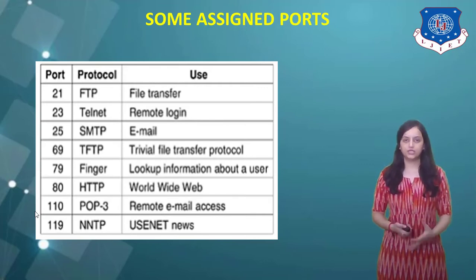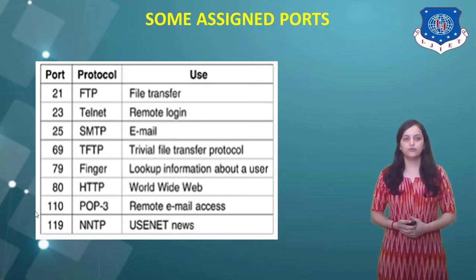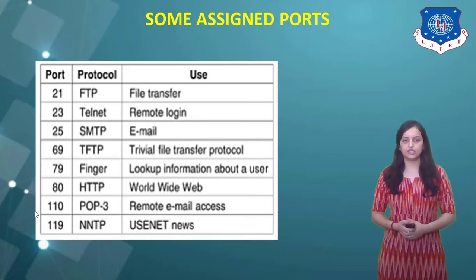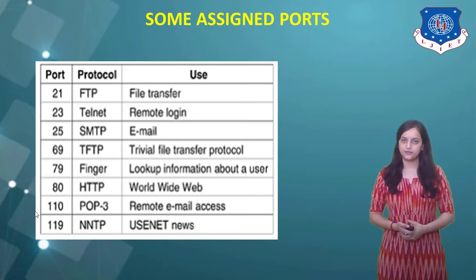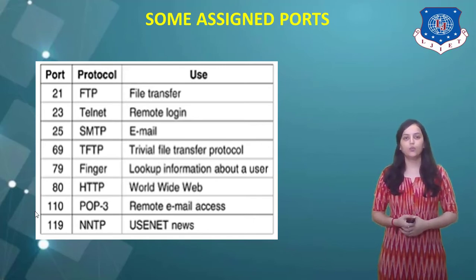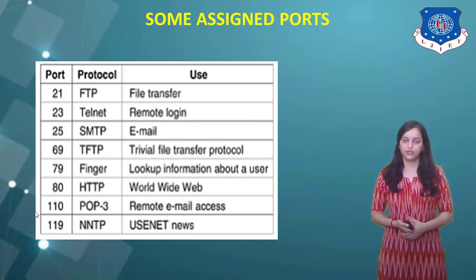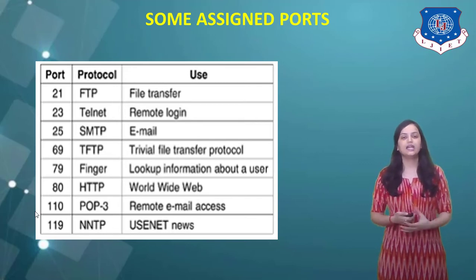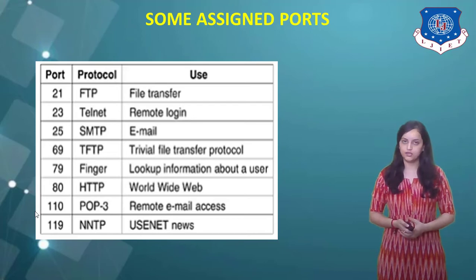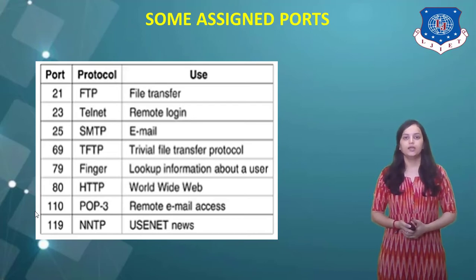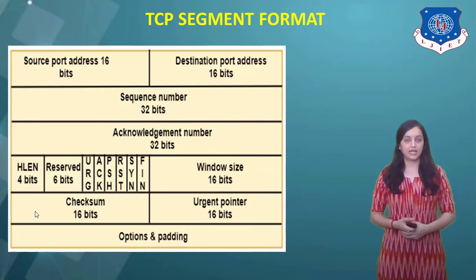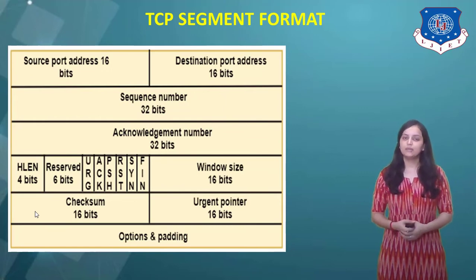Next is POP3, that is port number 110. It is used for email applications for remote email access. Next is port number 119, where the protocol is NNTP, and it is used for Usenet. So these are some basic assigned port numbers for particular protocols at TCP. Now let us see the TCP segment format. The TCP segment has a 32-bit structure.